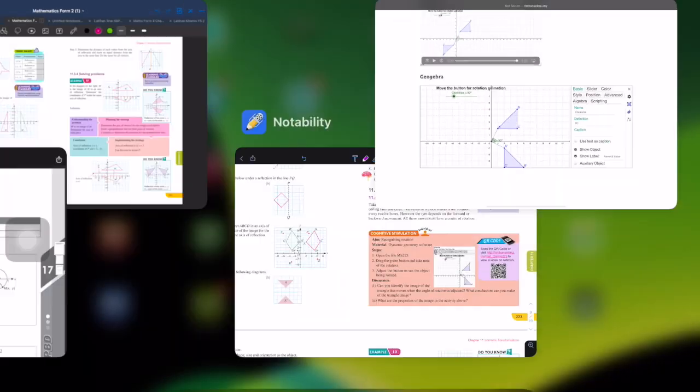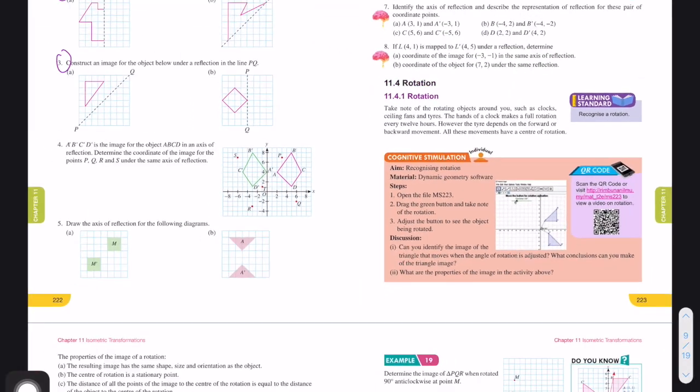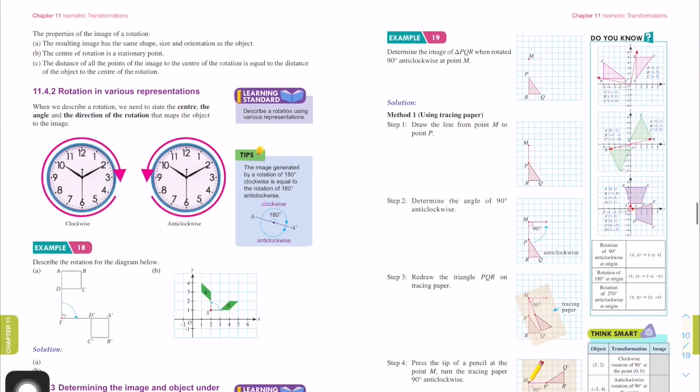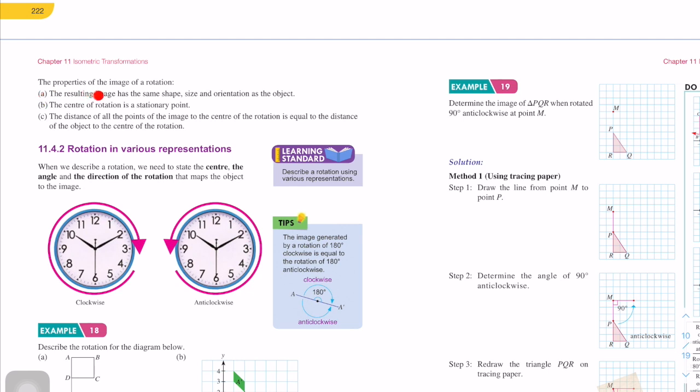Okay, now continue to, so let's look over here. The properties of image of a rotation. The resulting image has the same shape, size and orientation as the object. Object mesti sama, image mesti sama dari segi shape, size and orientation. And then the center of rotation is a stationary point. Tak boleh bergerak, it's stationary saja.